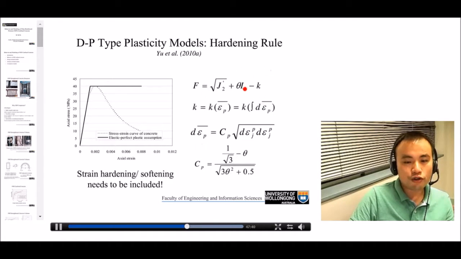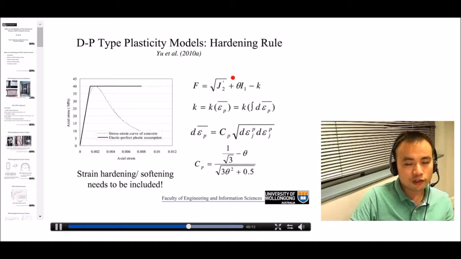So on the right hand side, we have some equations depicting the hardening rule. Basically, if you use K as a function of the plastic deformation and make the K change with the plastic strain, then this represents the hardening rule. And in most models, people use the equivalent plastic strain to describe the overall plastic deformation of the material. And the equivalent plastic strain can be defined by these 2 equations.